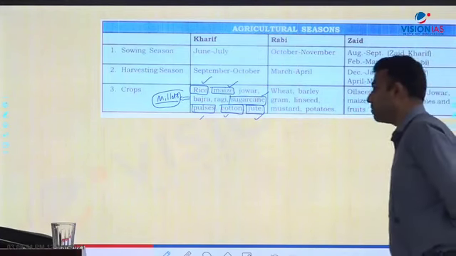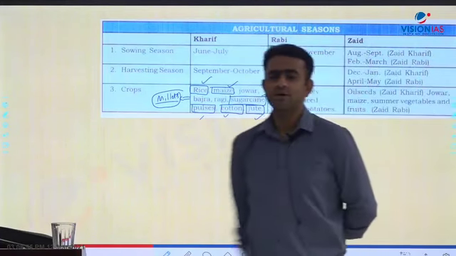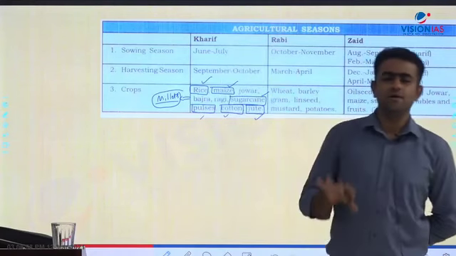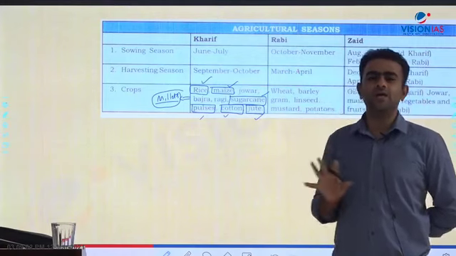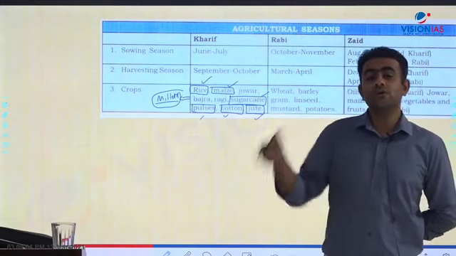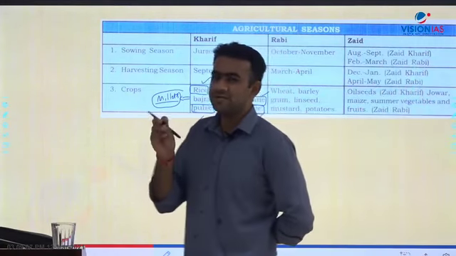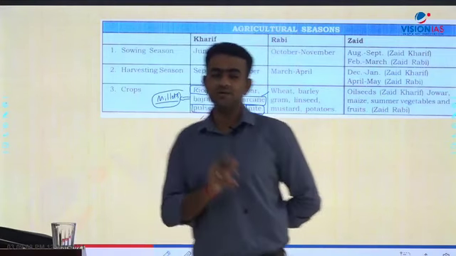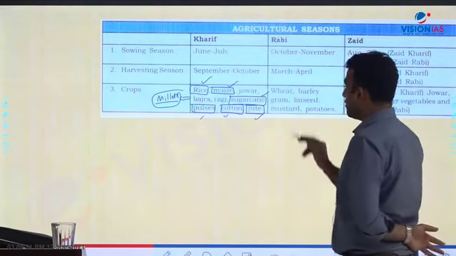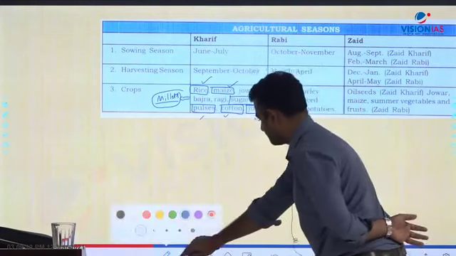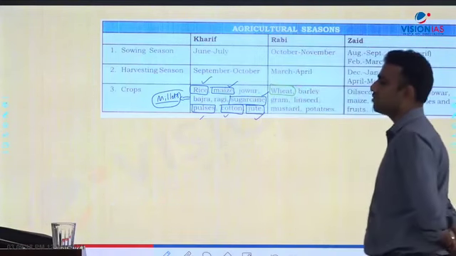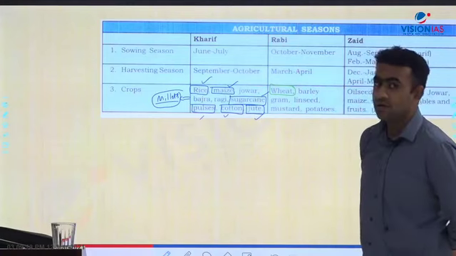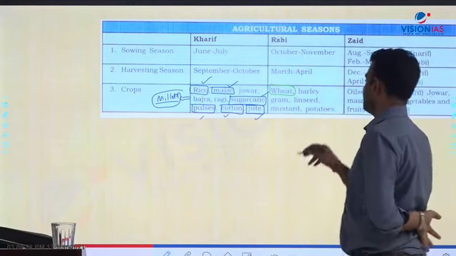What are the Rabi crops? Rabi is basically those crops which require lower temperature. You can grow them in winter. Okay, winter में they come very well. During the sowing season you require lower temperature, but during the harvest थोड़ा सा high temperature चाहिए. That is why spring harvest. So what are the most important ones? Wheat. Wheat is the most important Rabi crop which requires lower temperatures.